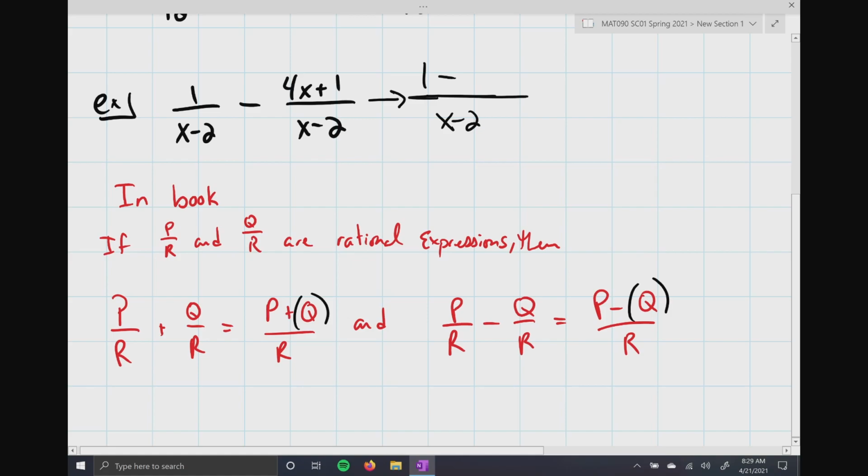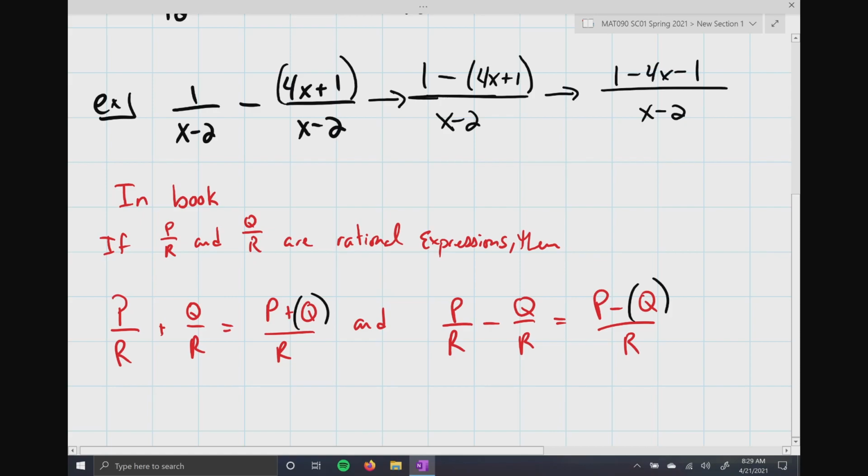Does that make sense, everyone? In other words, that 4x plus 1, I'm subtracting that entire thing away. So what you have to do is put it in parentheses, because you have to distribute that negative sign.